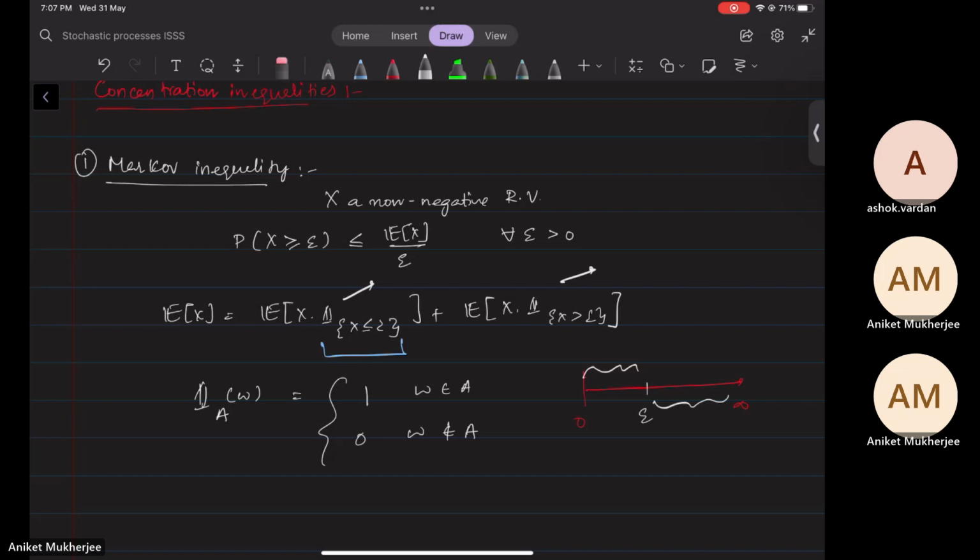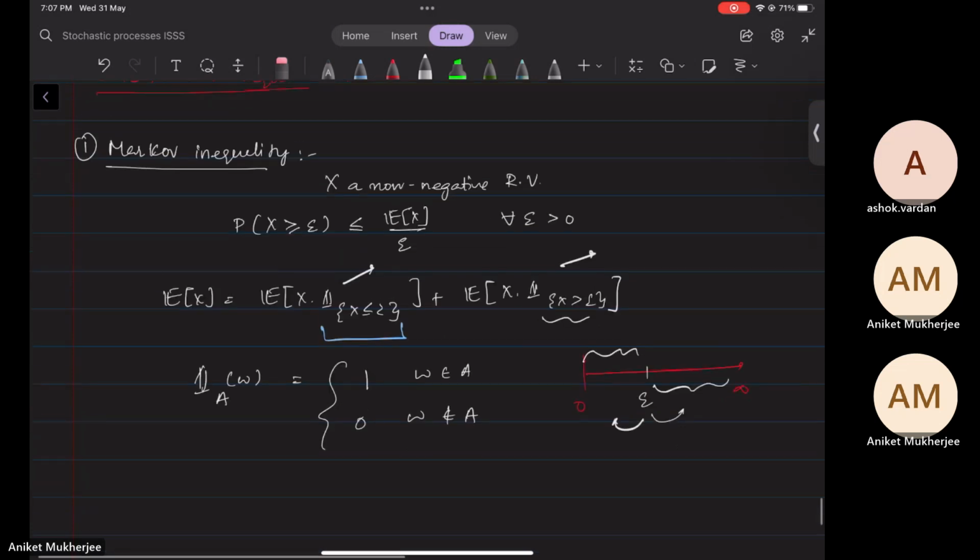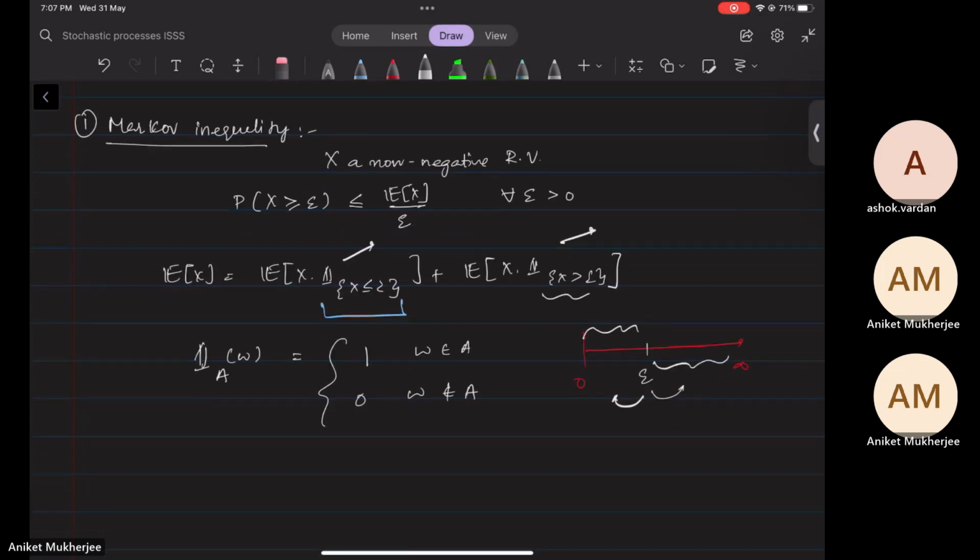And once it is 1, it is just the expectation of x, if you know where it is. So expectation of x can be written as expectation of x into indicator. Now the event is the random variable x is less than epsilon, and here the indicator is random variable x is greater than epsilon. So I've partitioned the whole real line. Okay, so I hope this is clear.